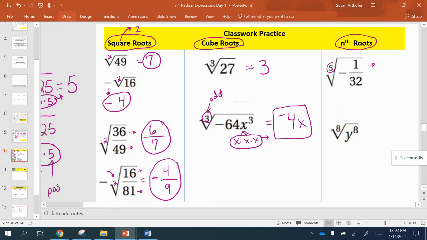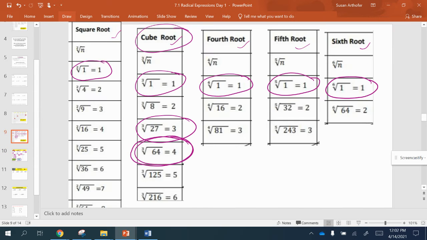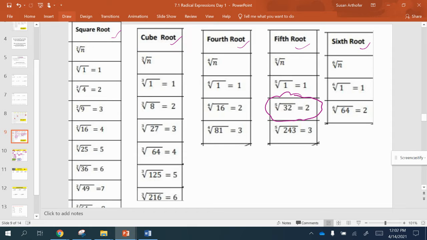And so this is an odd root, so it can be negative. So the 5th root of negative 1 is negative 1. The 5th root of 32 is 2. How did I know that? I went over to my chart. Right here is the 5th root of 32, and it tells you right there that the 5th root of 32 is 2.